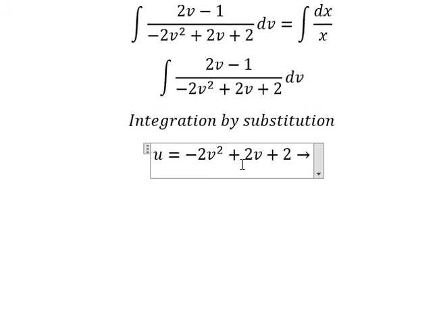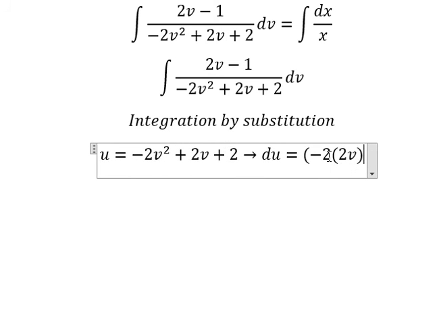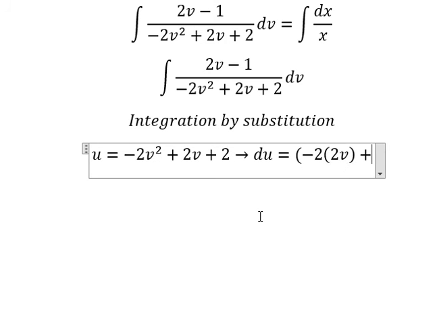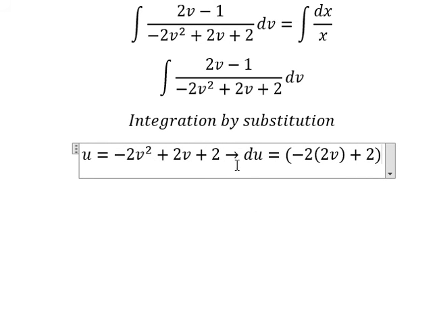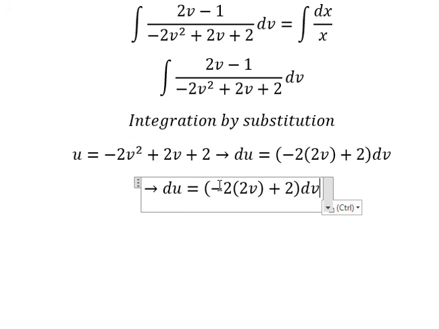Later we take the derivative of both sides. So this one we have 2v. This one we have number 1, so we have number 2. This one is a constant, so you get number 0 in here. Now we need to divide both sides by negative number 2.